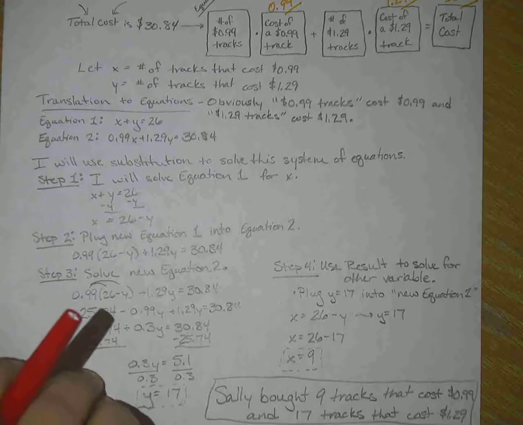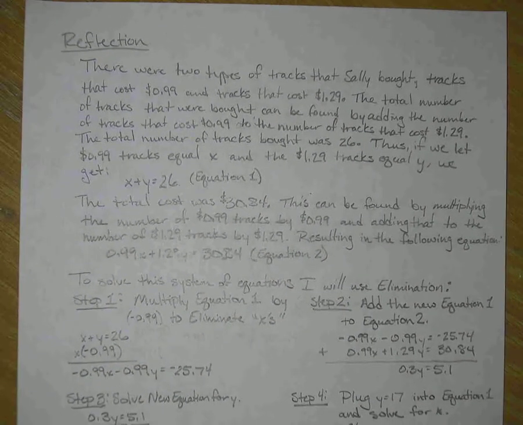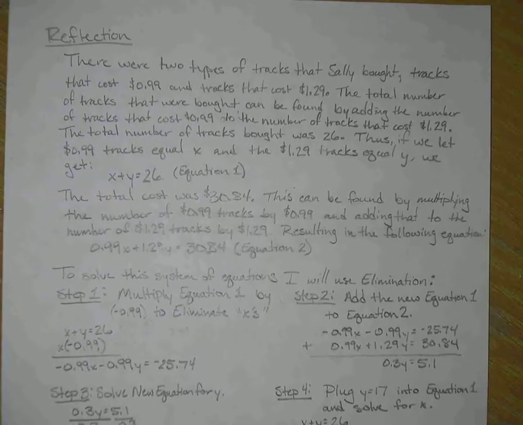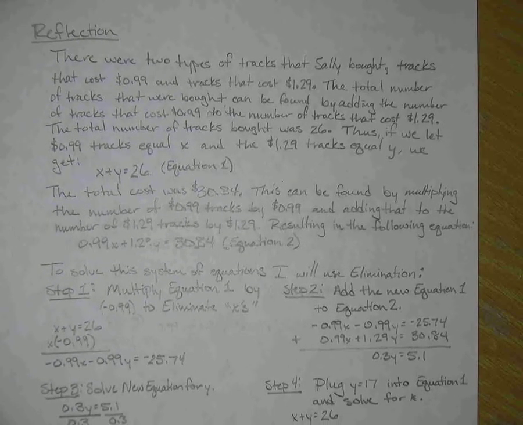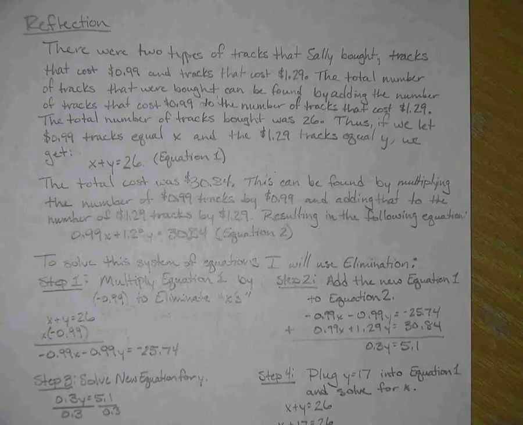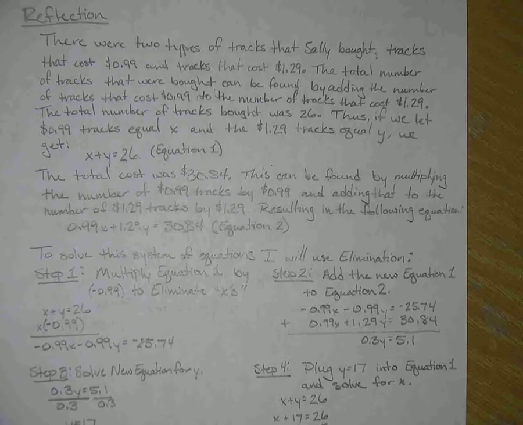Then my best advice is always flip the paper over and do the problem again for your reflection. Okay. And here I get a little bit long-winded, which I don't really recommend, but if you want to be sure that you know what's going on, you can definitely do that, and it can lead to a little bit better, but more words doesn't always mean a better score. Okay, so for the reflection, there are 2 types of tracks that Sally bought: tracks that cost 99 cents and tracks that cost $1.29.